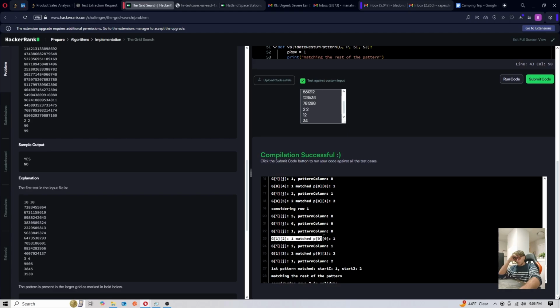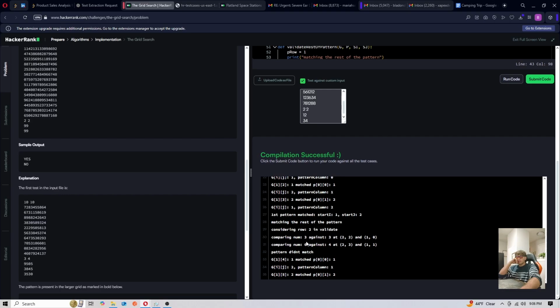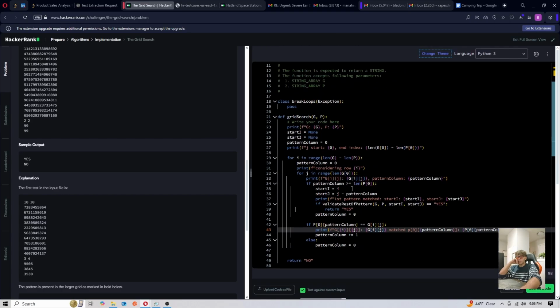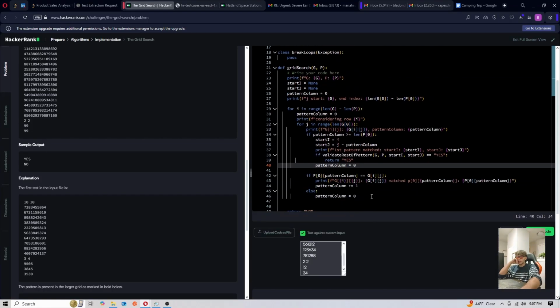Alright. Matched here. Matched again. No, well, they're separate things, I guess. It matched there. First pattern matched, matching the rest of the pattern. Considering row 2 and validate. Pattern didn't match. So this should have triggered another check, but it doesn't. Is that pattern column not getting updated somewhere? So what, I need to move this down?